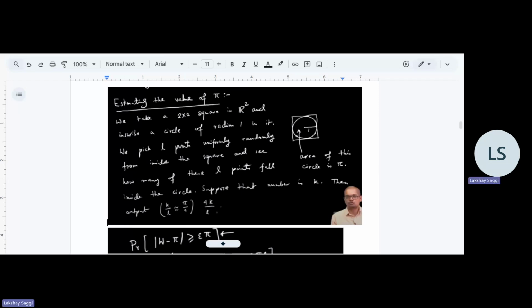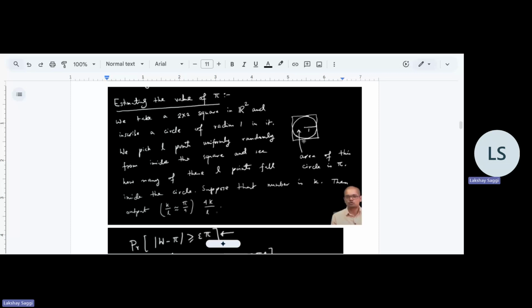So on a very high level, what this means is that if I sample a very large collection of uniformly random points, then approximately a pi by 4 fraction of those points will lie inside this circle. And this fraction is algorithmically easy to compute, by counting how many points are lying inside. So suppose I take L points uniformly at random from inside the square, then with very high probability, a pi by 4 times L number of points will lie inside the circle.